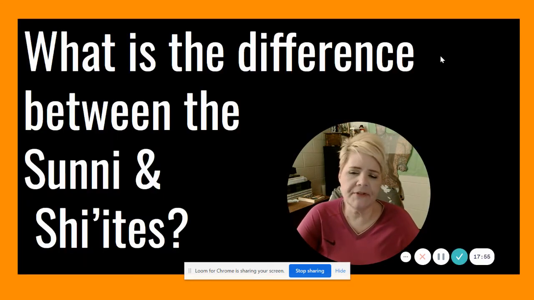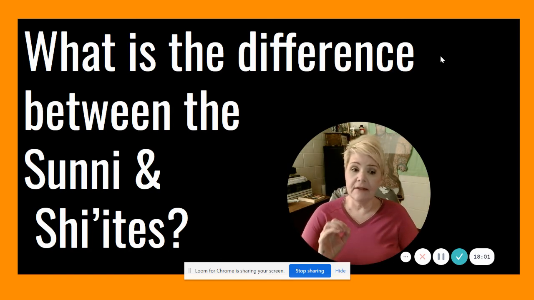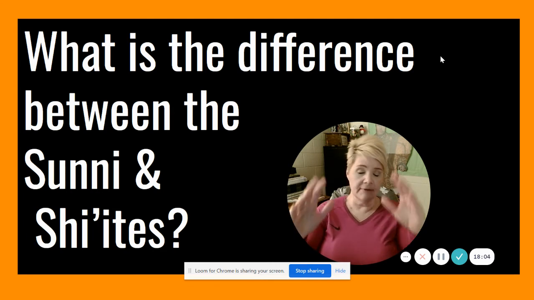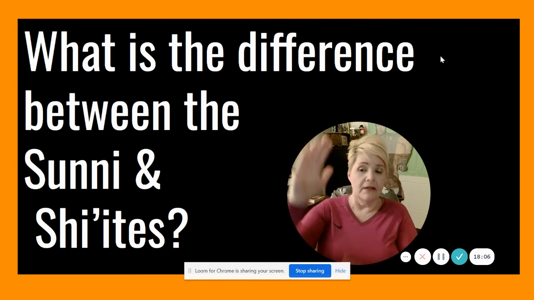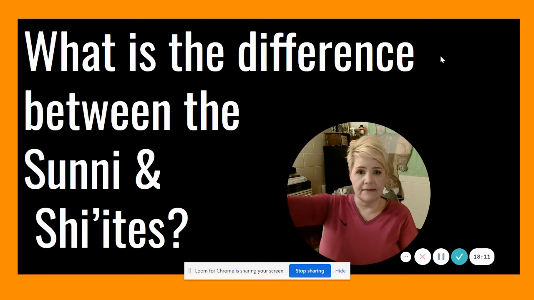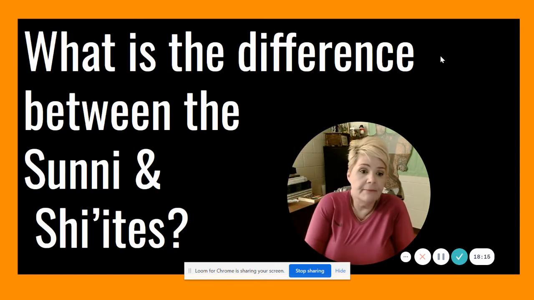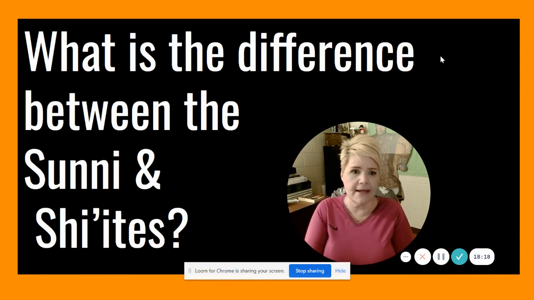What is the biggest difference between the Sunni and the Shiites? And remember that these are Islamic forms of Islam. Sunnis believe that their leader should be a descendant of Muhammad. Okay, and the Shiites believe that their leader should be the best person. Who is the best person at the time to lead them? All right, because sometimes, if you're going through the bloodline, maybe that person is not a very good leader.